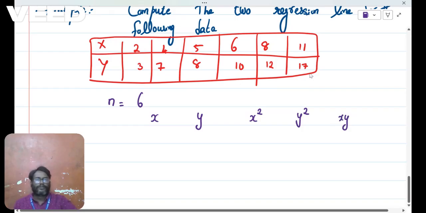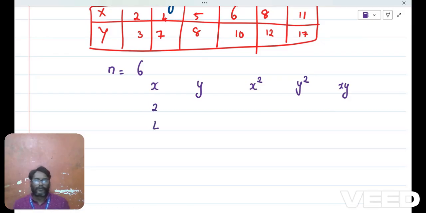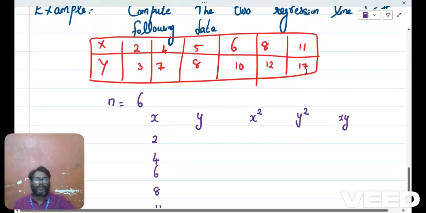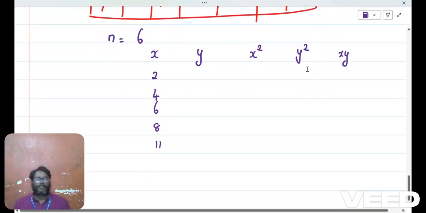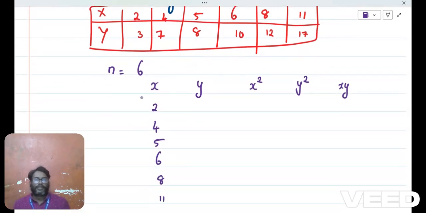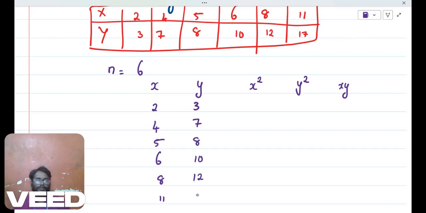So the x values are 2, 4, 5, 6, 8, 11. That is 6 data points. The corresponding y values are 3, 7, 8, 10, 12, and 17.